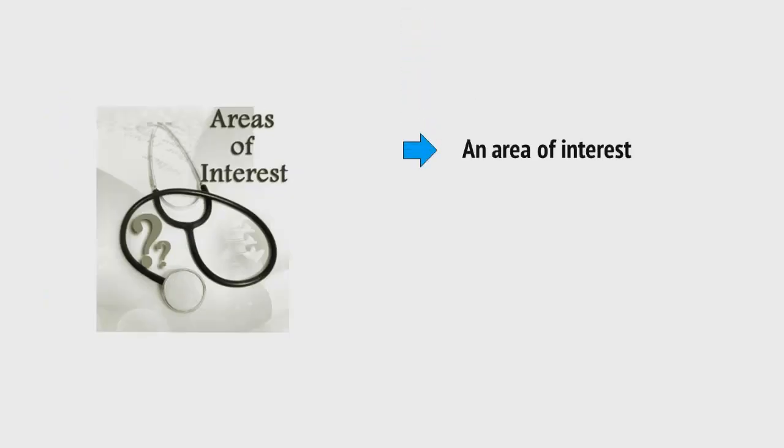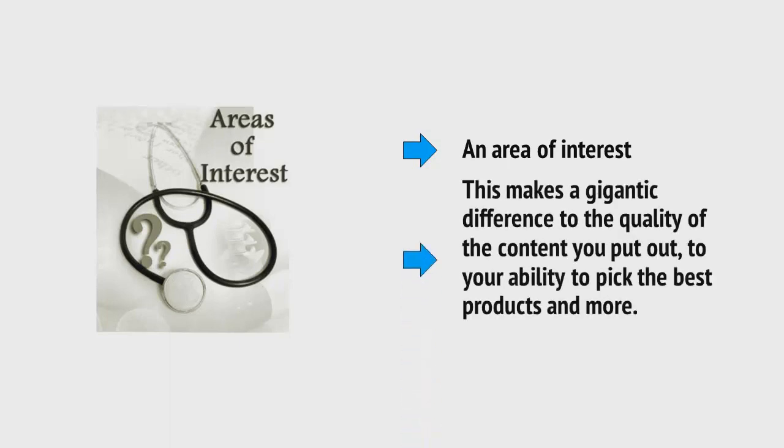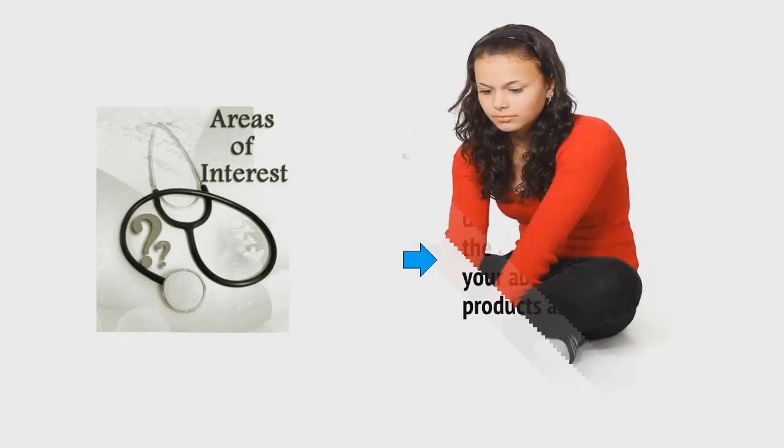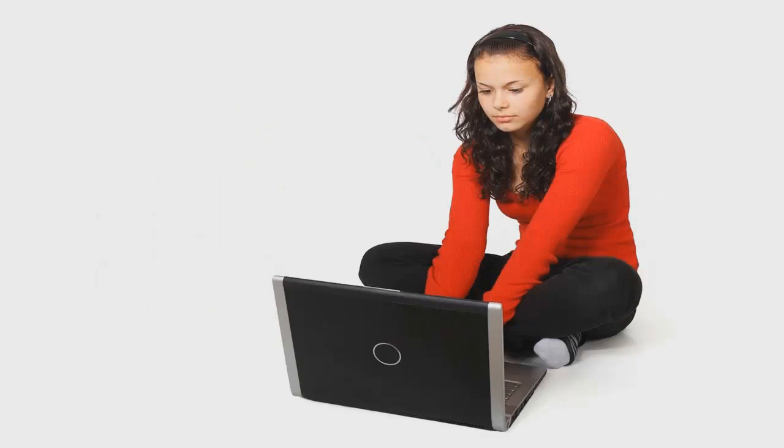Then there's an area you're already interested in. This will often align with the last point, but you should always pick a niche that you find personally interesting. This makes a gigantic difference to the quality of the content you put out, to your ability to pick the best products, and more. Remember, as a blog owner, you're going to be required to write thousands of lines of content on this subject in order to demonstrate your expertise and to gain the trust of your readers. If you don't know anything about the niche, this is going to come across in your writing and you're going to find it a very dull job.